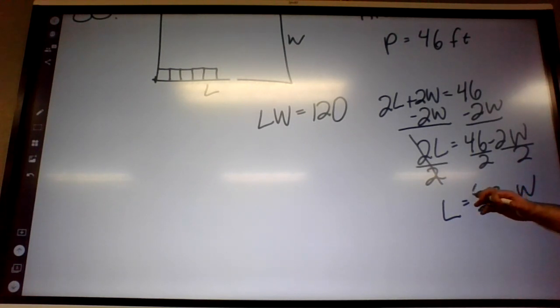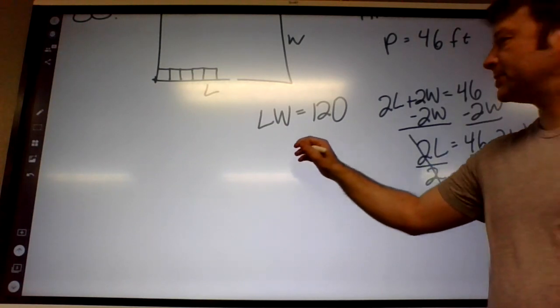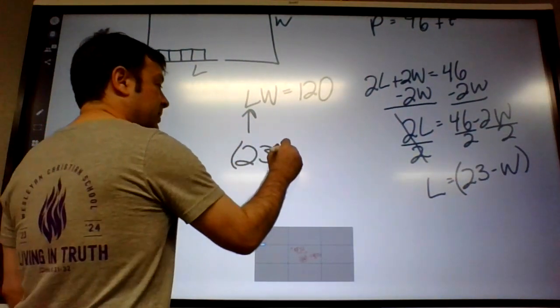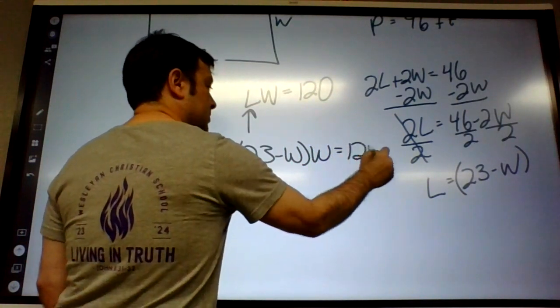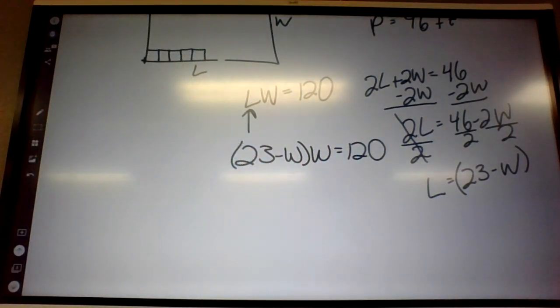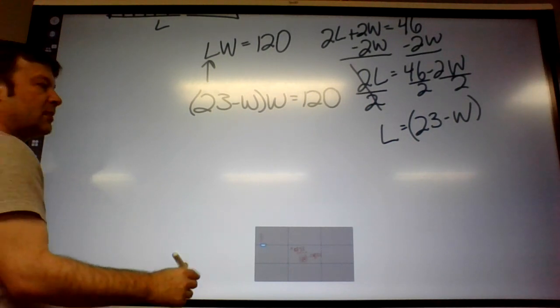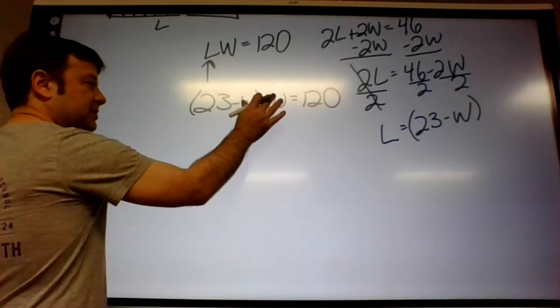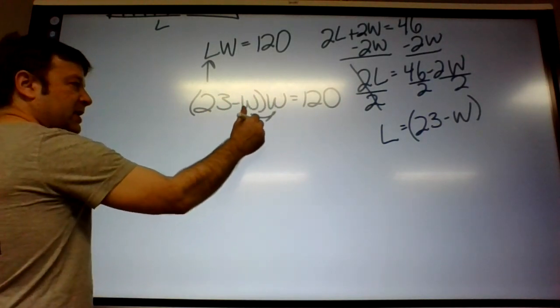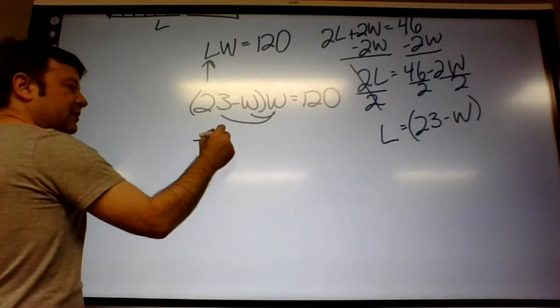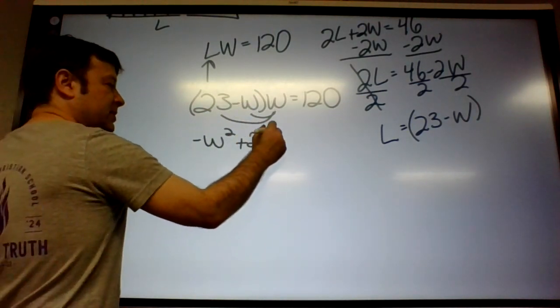Okay, so L, which stands for length, is equal to 23 minus the width. So we can use that in the other equation and replace L with 23 minus the width. All right, so we can clean this up a little bit. I can multiply those both by W, distributive property. This would be negative W squared plus 23W.